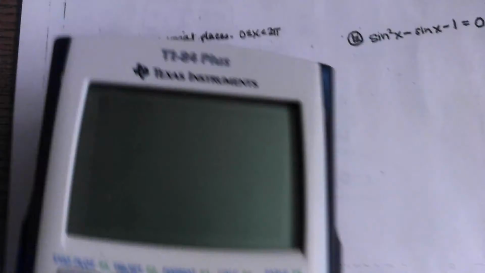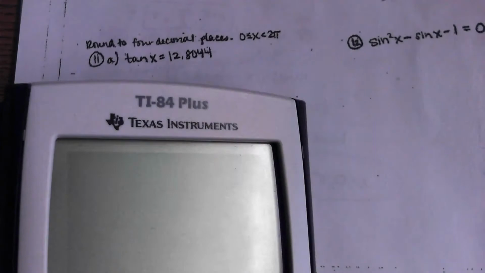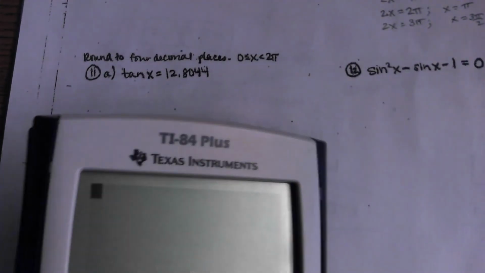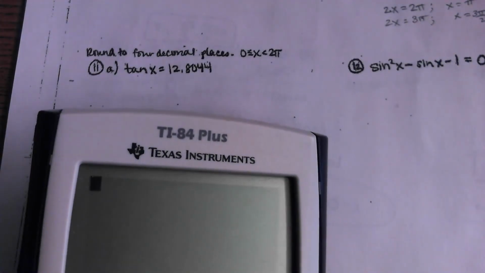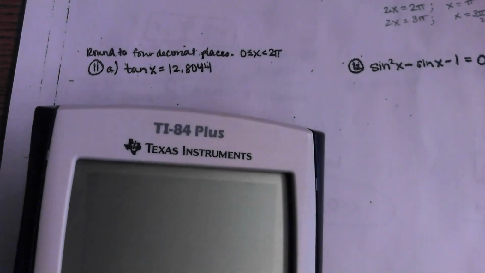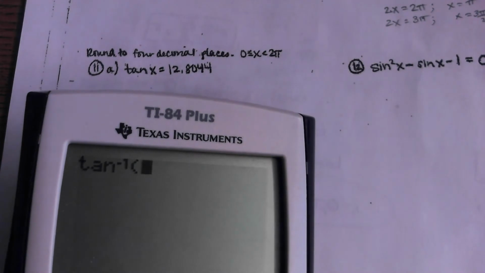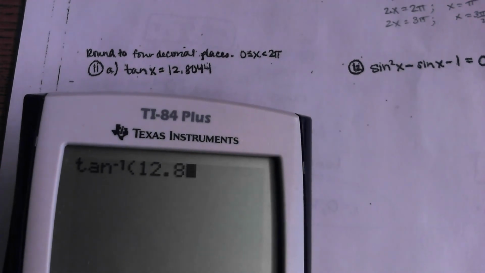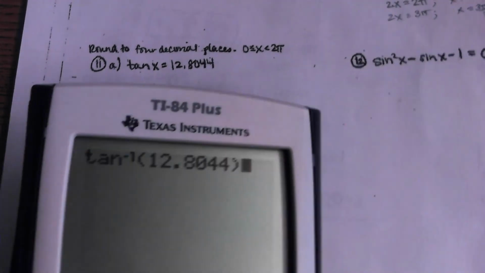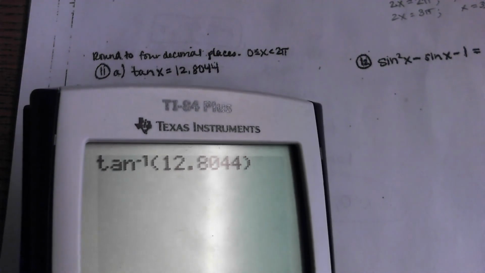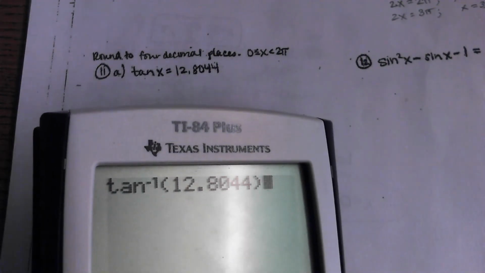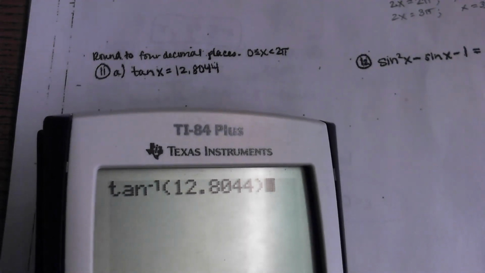And then what do I press to find what angle has a tangent of 12.8? Andrew? Second tangent of 12.84044. Now, before you hit enter, inverse tangent has a range of what to what? Going back.